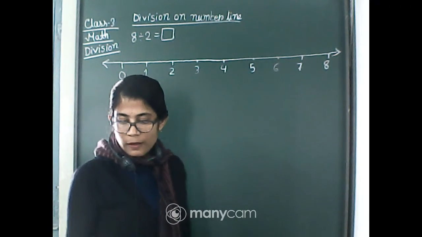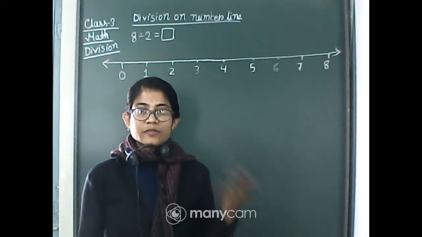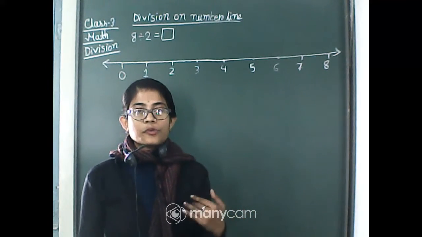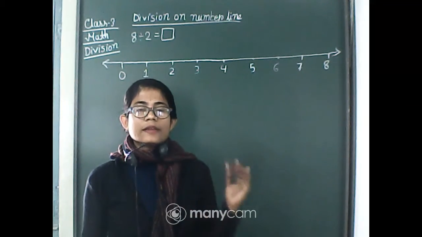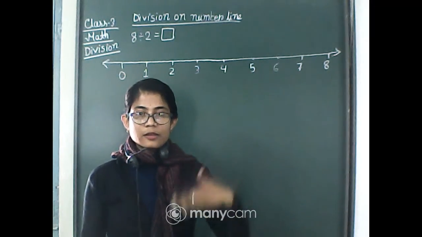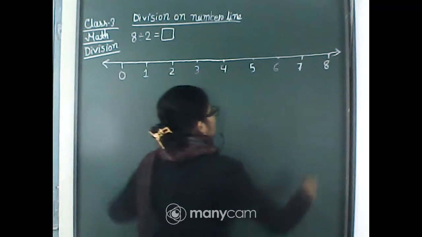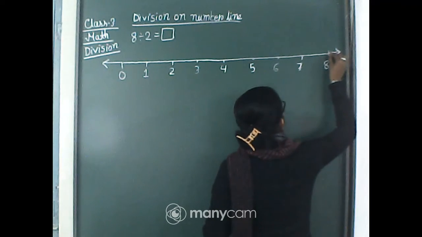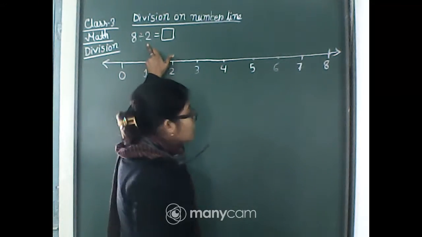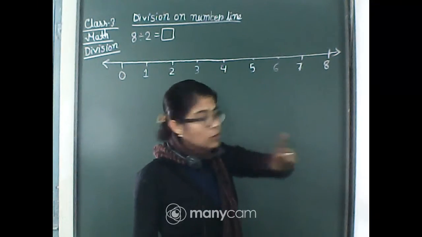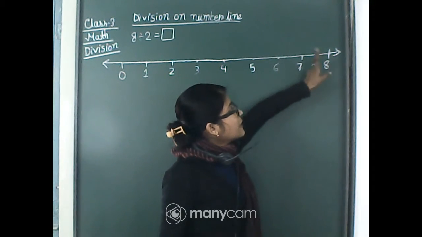Now, as we all know, division means repeated subtraction, which means the numbers keep decreasing. The dividend is 8 here, so we will start jumping from here. Now 2 is the divisor, so we will jump 2 rooms. The blank space between any two numbers is 1 room.